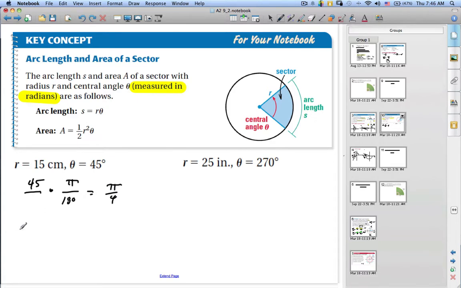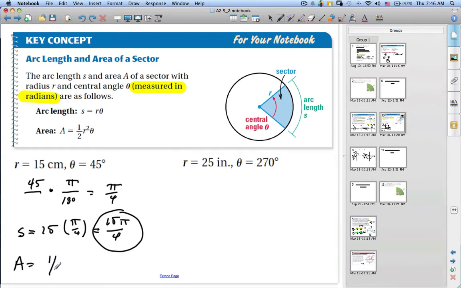Now that I've converted, I can use these. I know that my arc length, S, will be my radius, 15 centimeters, times pi over 4, so that would be 15 pi over 4. And if I want to work with my area, that will be 1/2 times my radius squared, 15 squared, times my angle, pi over 4. So 15 squared is 225. Pi over 2 times 4 is 8.